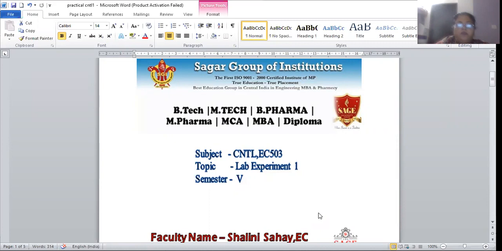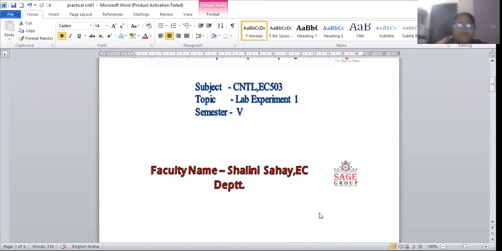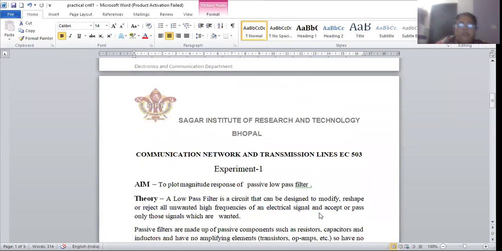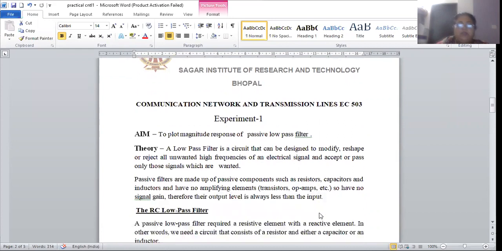Today we are going to discuss lab experiment 1 of CNTL EC503. The aim of the first experiment is to plot the magnitude response of a passive low pass filter. Now we will discuss its theory.